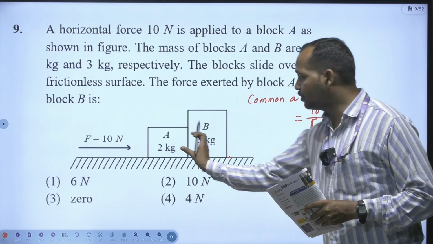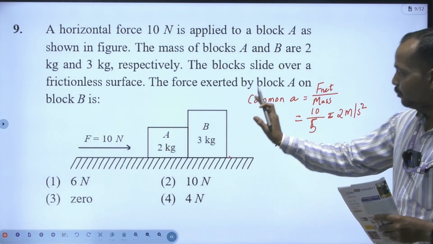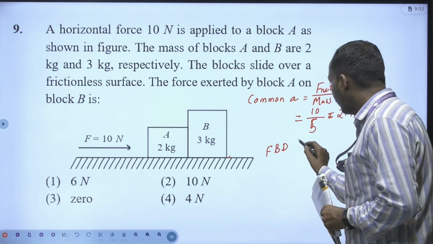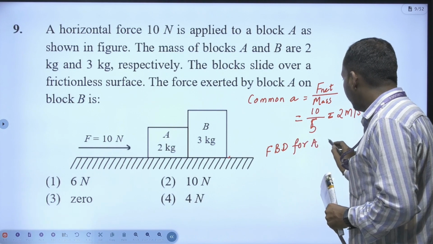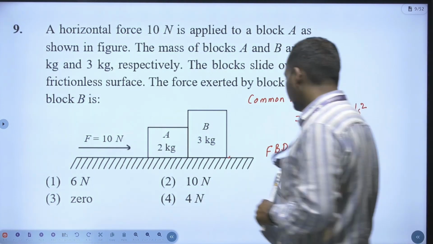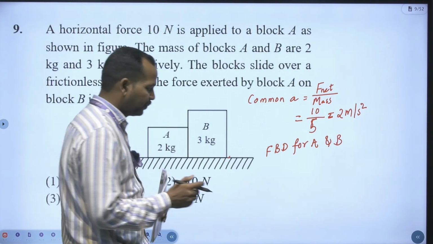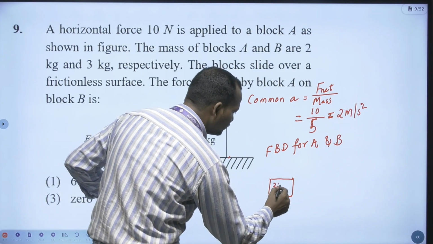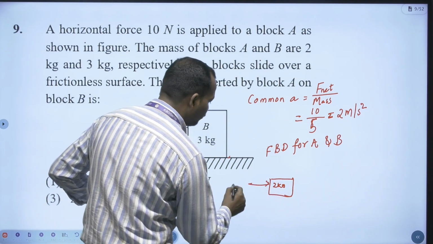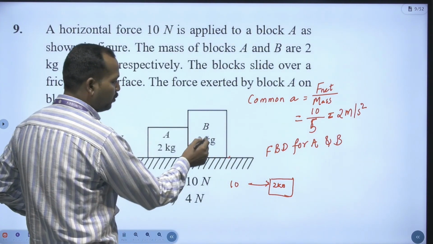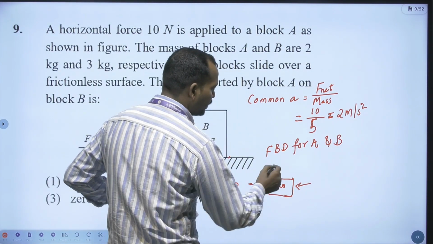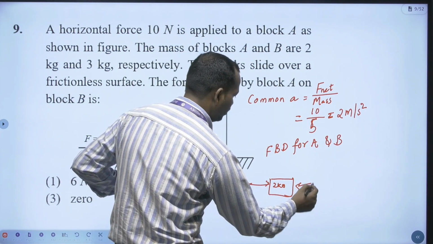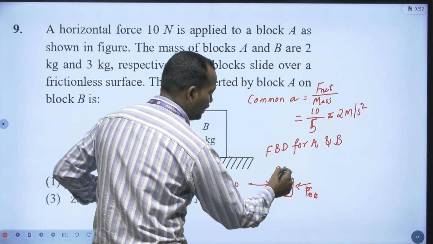Now we will draw the individual free body diagrams for body A and for body B. Separately, if you draw, that would be like this. This is for 2 kg, for which 10 Newton force is applied here. Then because of body B, an opposite force will be there, that is the force of B on A, and acceleration will be in this direction.